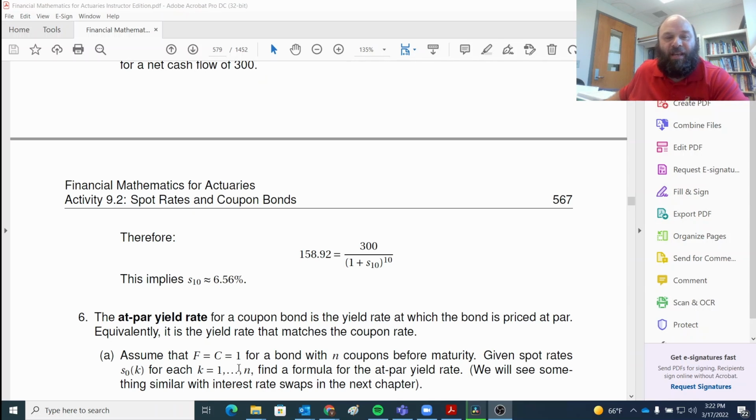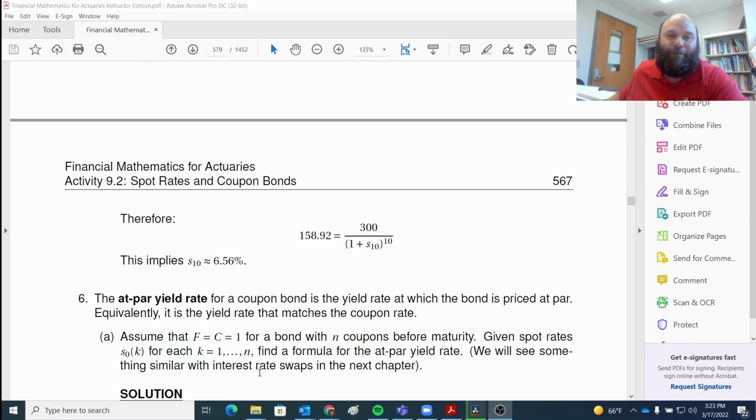So we're going to start, in this case, we're going to assume our face value is 1 and that's redeemed at maturity. And there's n coupons. So we're given the spot rates in the term structure. We're going to find a formula for this at par yield rate. And in 451, we did this with an example first. I actually think that's better, but let's go ahead and work through this and then we'll do an example.